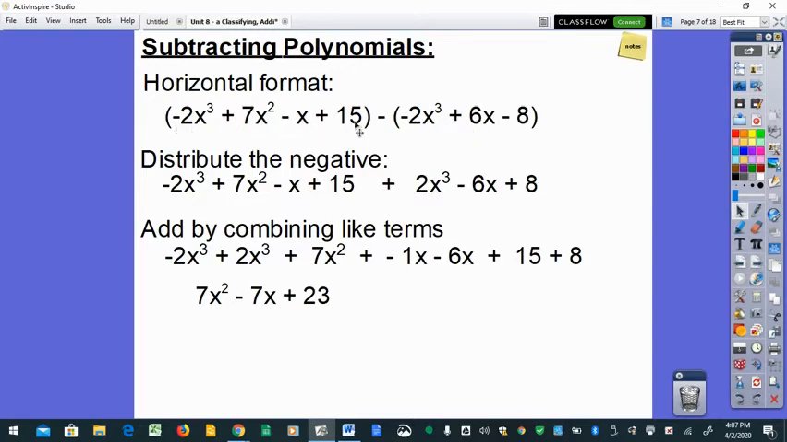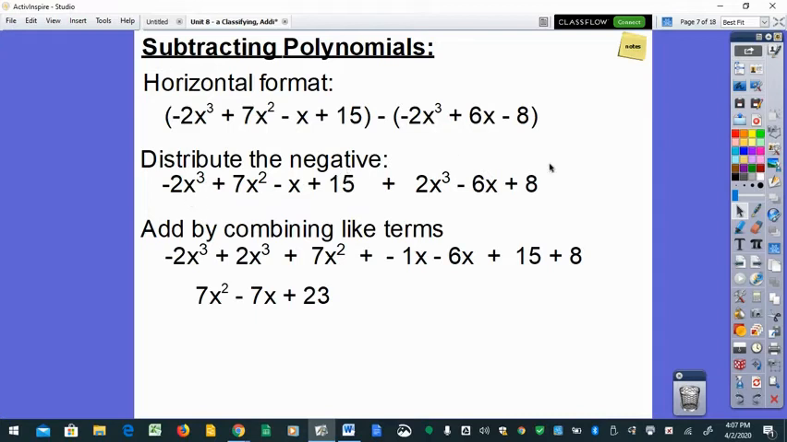So here is a polynomial, which happens to be in standard form, taking away another polynomial. When I go to subtract this second polynomial, I am not just subtracting that first term, I'm subtracting everybody. So I'm going to take away a negative 2x to the third, and minus a negative becomes a plus. I'm going to take away a positive 6x, which would give me a minus 6x, and I'm going to take away a negative 8, and minus a negative gives me plus 8. So basically, everybody's sign in this second polynomial is changing. And then once I do that, the parentheses aren't necessary, and we go right back to doing the adding.